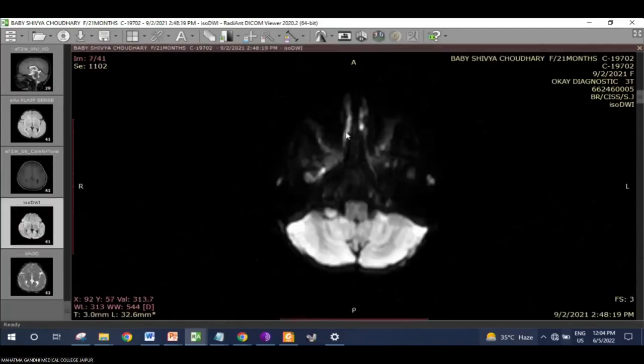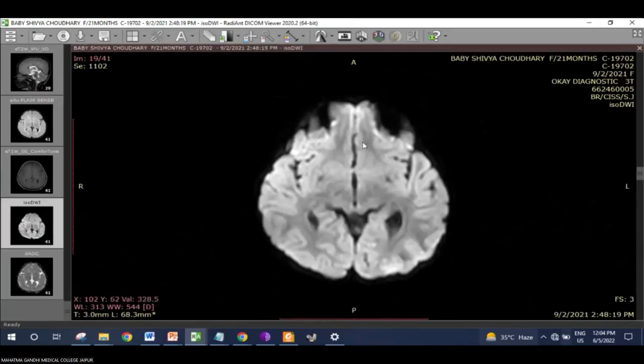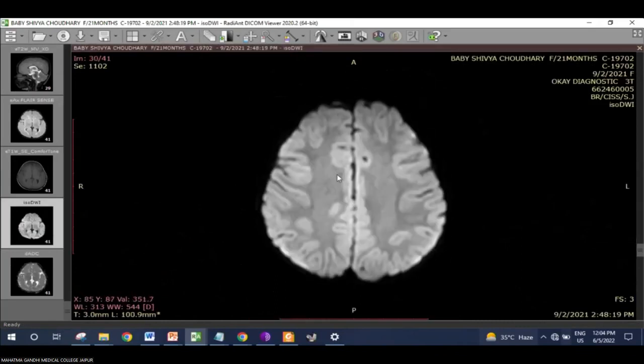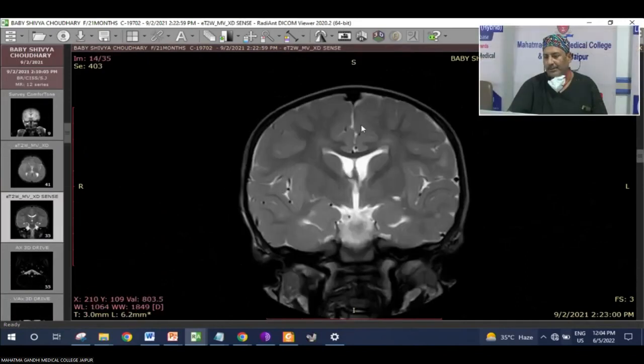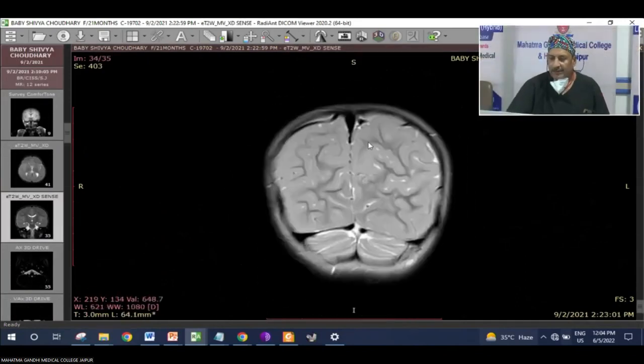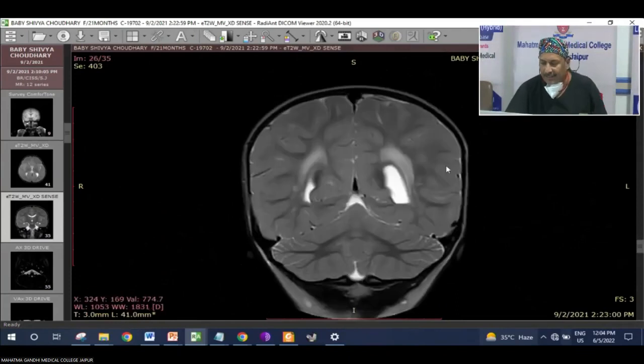Besides, the other sequences of the MRI can give you information about any other pathology in the brain which can have an impact on the higher auditory functions. So that is another part. You can have detailed information on the other sequences of the MRI. So our case is ready.